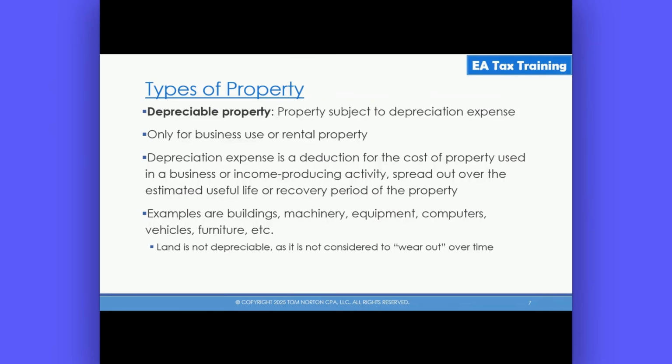One big exception to this is land. Land is not depreciable because it's not considered to wear out over time. Yes, you can have erosion and those types of things, but as far as the tax law is concerned, the land is never going to wear out. And so therefore, we are not going to depreciate the land, but other business property we can depreciate.